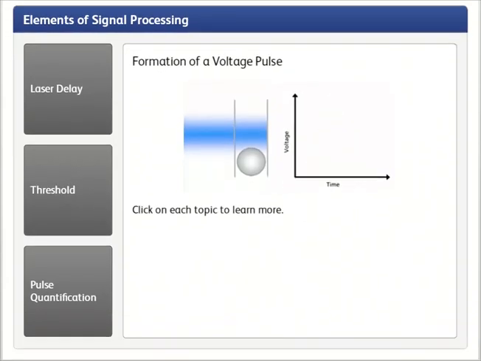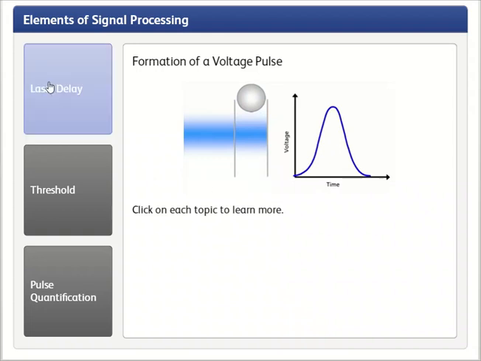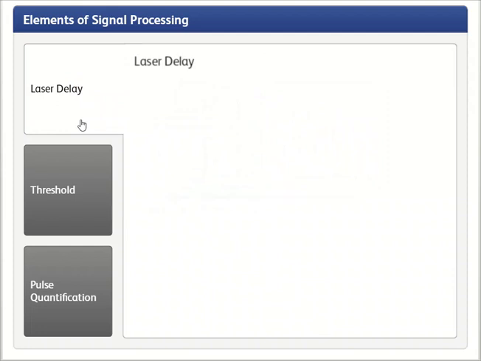Recall that voltage pulses are generated each time a cell or particle passes through a laser beam. Through signal processing, the voltage pulses are digitized and converted into numerical data. Accurate signal processing requires laser delay adjustments in cytometers with more than one laser. Thresholds determine whether signal processing will occur. Click each topic to learn more.